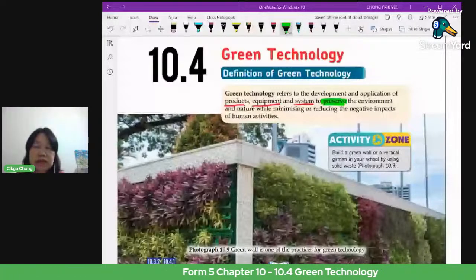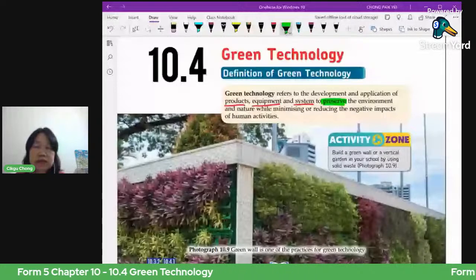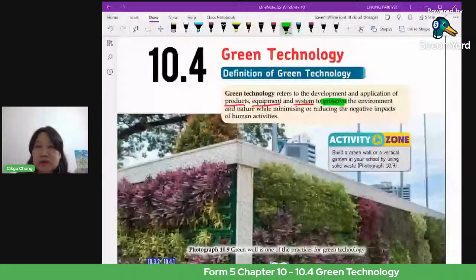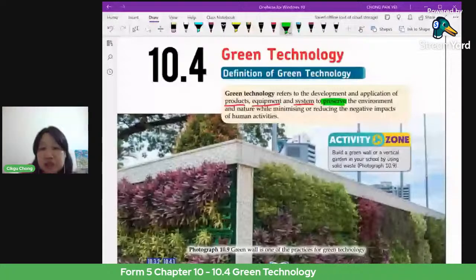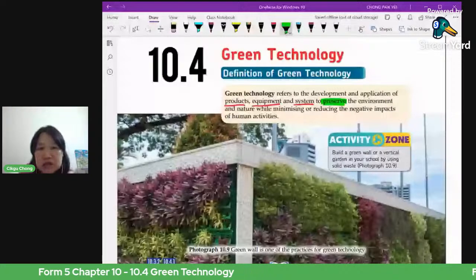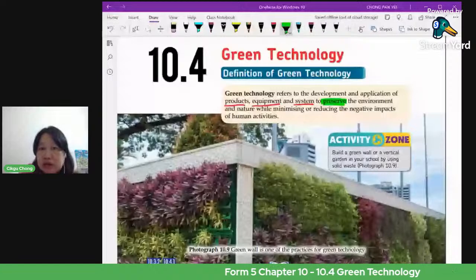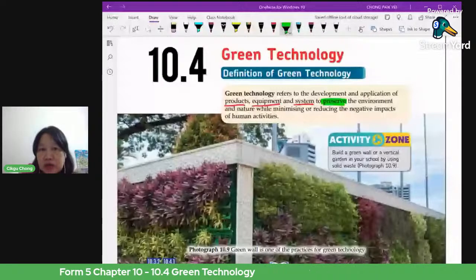Like for example, preservation of food. Why do you need to preserve the food? Because you don't want it to go bad. Okay, that's called preservation or preserve. So if you want to preserve food, now you want to preserve the environment and nature so it doesn't go bad. Also to minimize or reduce the negative impact of human activities in whatever you're doing.